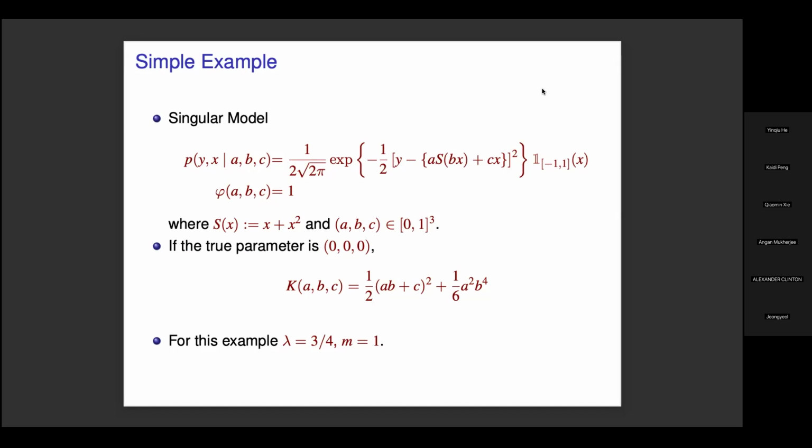Now, when the true parameter is (0, 0, 0), you can find the KL divergence, and that becomes 1/2 (ab + c) whole squared plus 1/6 a squared b to the 4th. You can see that if we set a and c to be 0, regardless of the choice of b, the KL divergence would be 0. So the KL divergence is 0 for a continuum of points, not just for a single value. And in this particular case, lambda is 3/4 and m is 1. There are three parameters, so BIC would tell you lambda is 3/2, but it's not exactly that.